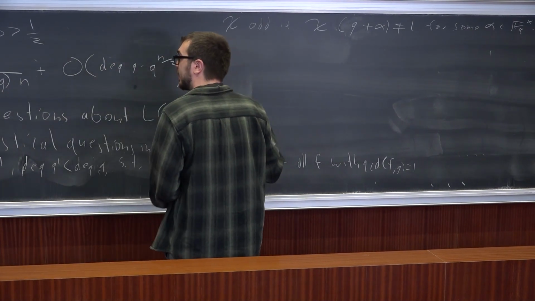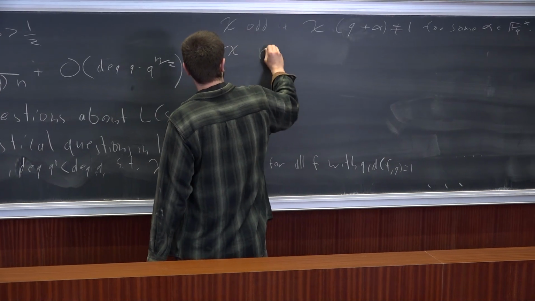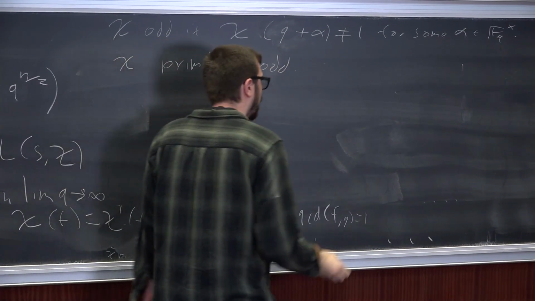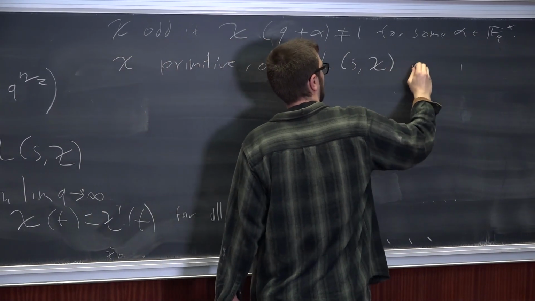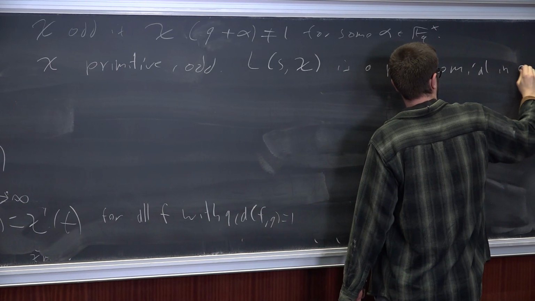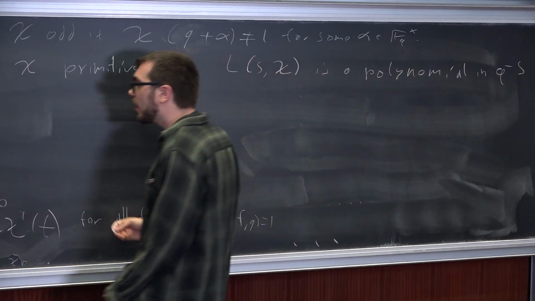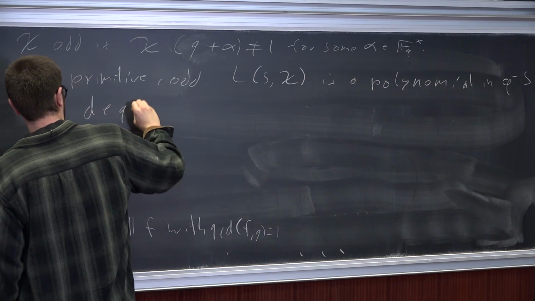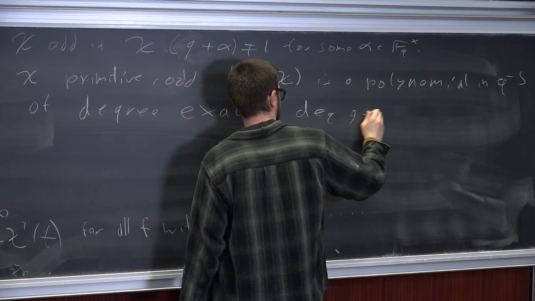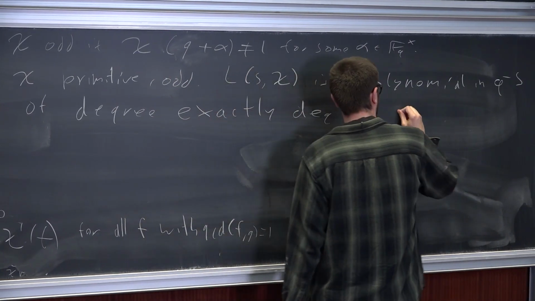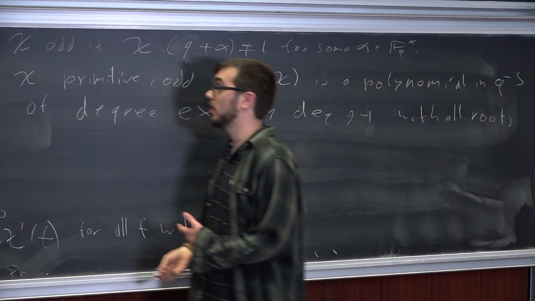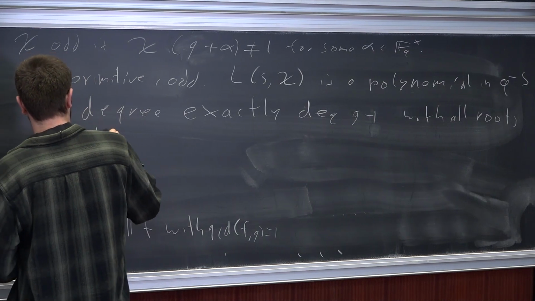Another part of Weil's theorem is that if chi is primitive and odd, then L(s, chi) is a polynomial in q to the minus s of degree exactly g minus 1. And all roots are exactly on the line 1 half plus it.